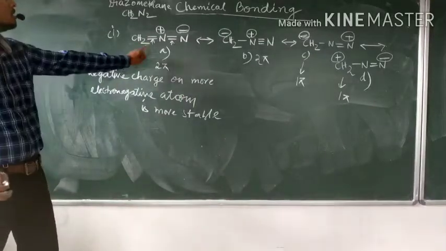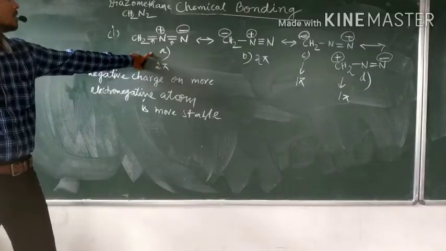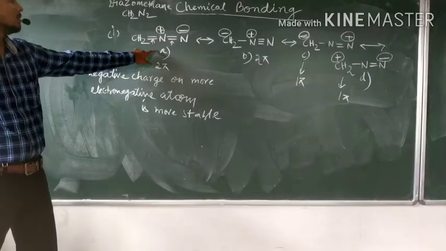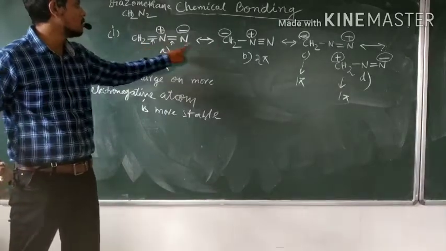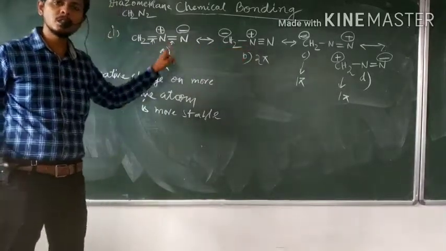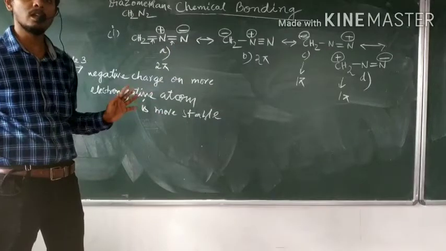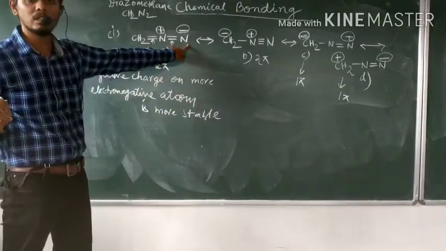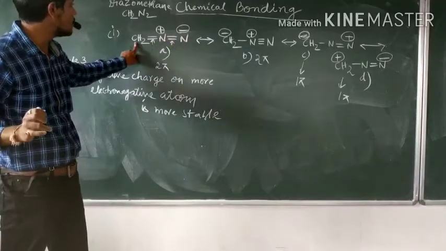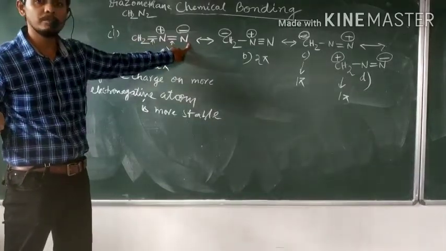Now, if I see A and B, the middle nitrogen has a positive charge in both, so the middle nitrogen is the same and there is no difference. The difference is brought by the carbon and the terminal nitrogen.